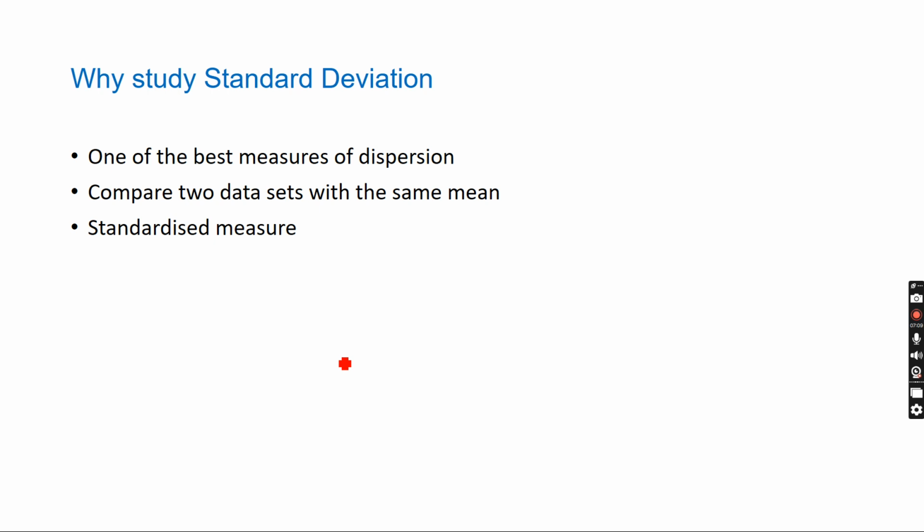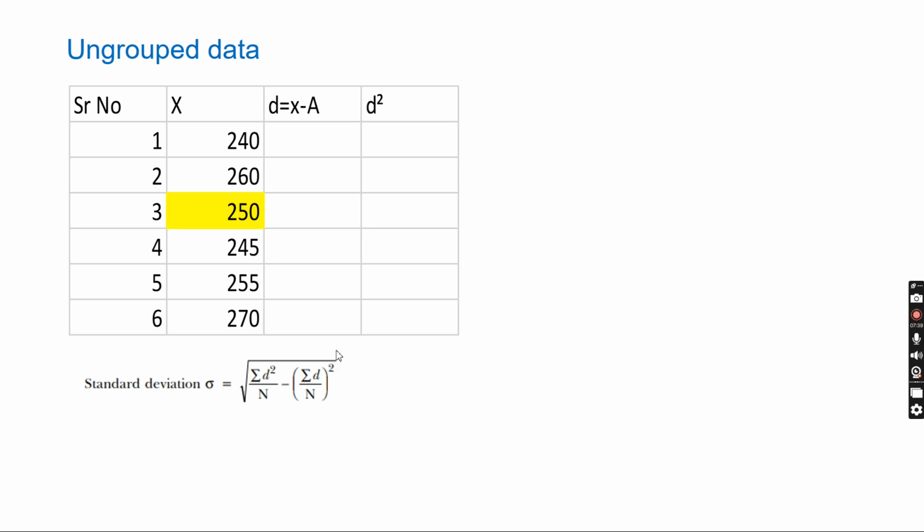When we want to compare two data sets, we can compare the standard deviation, or we can also calculate the coefficient of variation. So that I will come to at the end of this tutorial. Also, because this is a standardized measure, you can with certainty claim that. A standardized measure is something like percentage, where you can compare two data sets. Now, we will be looking at calculation for both ungrouped and grouped data.